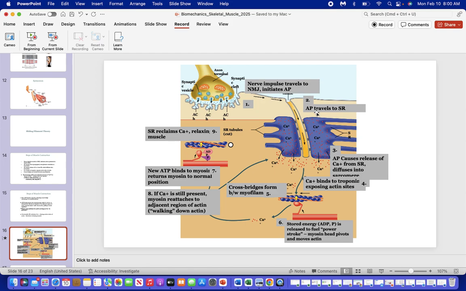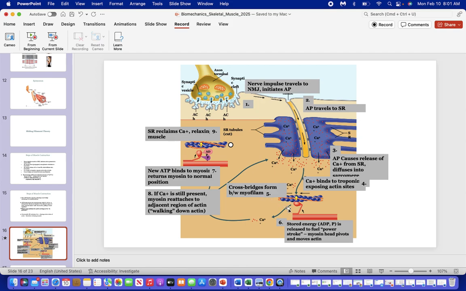Once the action potential travels to the neuromuscular junction, it depolarizes the sarcolemma and generates an action potential that spreads through the sarcolemma into the T-tubule and excites the muscle fiber. Then the action potential travels to the sarcoplasmic reticulum, and the action potential causes release of calcium ions into the sarcomere. The calcium binds to the troponin and exposes the active sites of actin. That's where the cross bridges are formed.